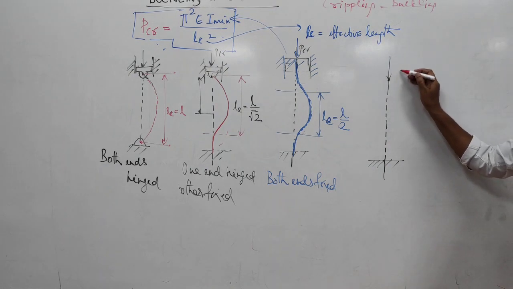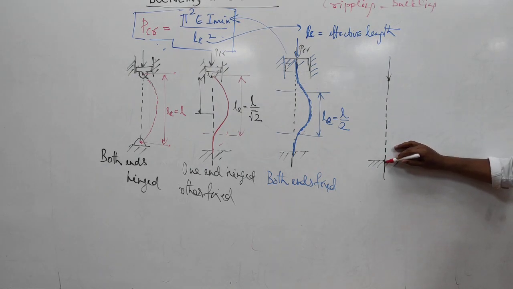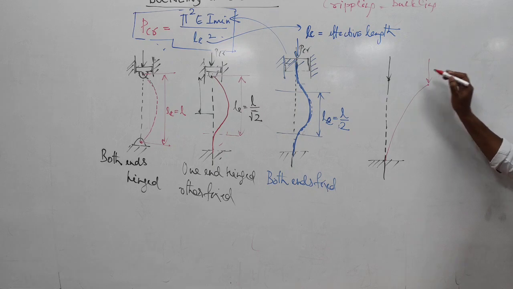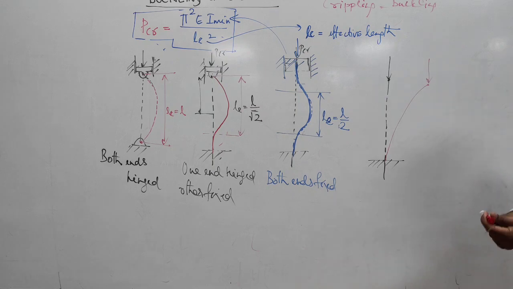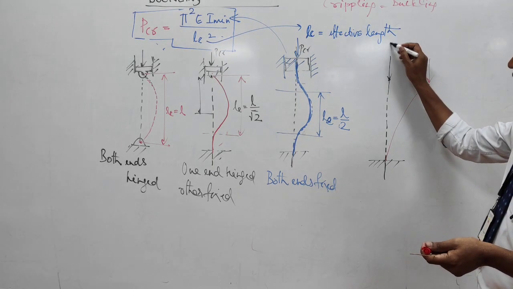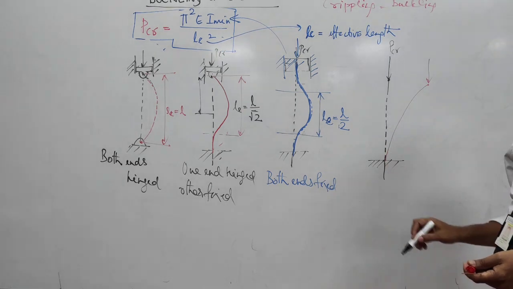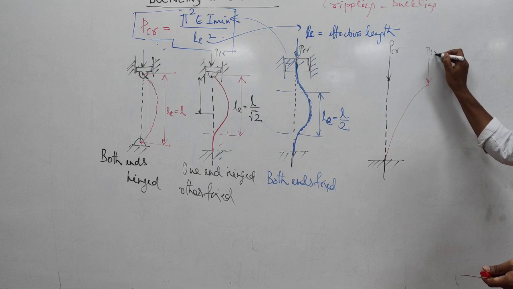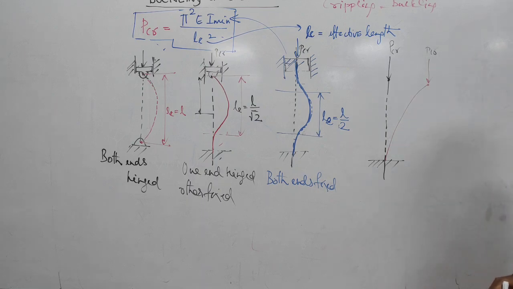So because of this load, this column starts to bend like this. This is the applied load P_CR. This is the Euler's crushing load. This is the load, and this is how it bends. Okay? It is this case.